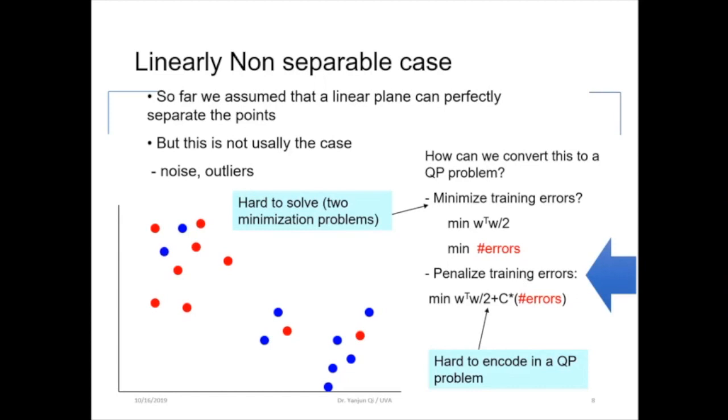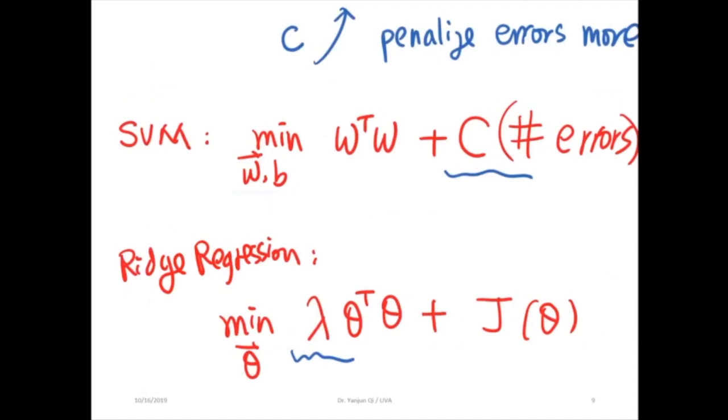So margin: maximize the margin, and at the same time minimize the number of errors. If you connect this with ridge regression, we had a formulation actually like this: lambda, we use beta, but here it's theta, it's the same. Lambda theta transpose theta plus the MSE loss, or actually the SSE loss, the sum of squared error loss in the ridge regression.